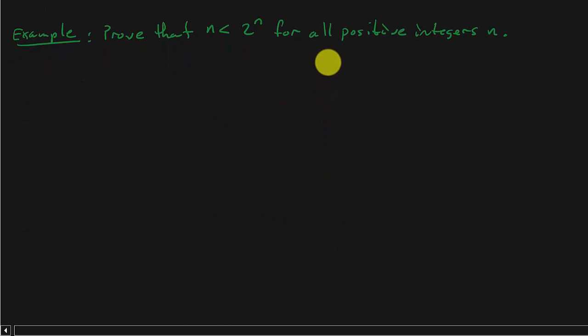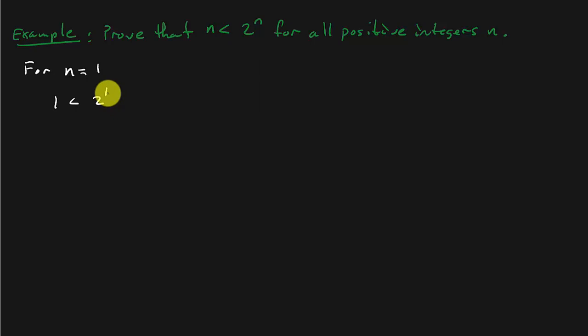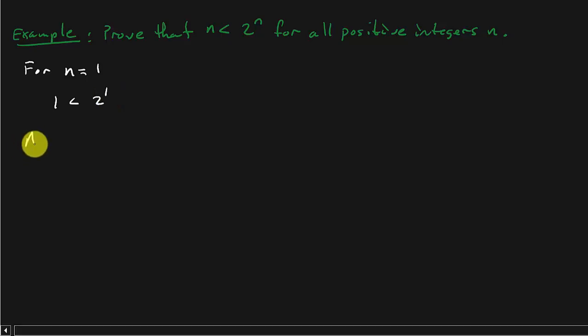It says prove that n is less than 2 to the n for all positive integers n. All right, so first thing, for n equal 1, 1 is less than 2 to the first, which that's true, 1 is less than 2. So I've shown that it's true for n equals 1. Now we're going to assume that k is less than 2 to the k is true. So we're going to assume this is true.